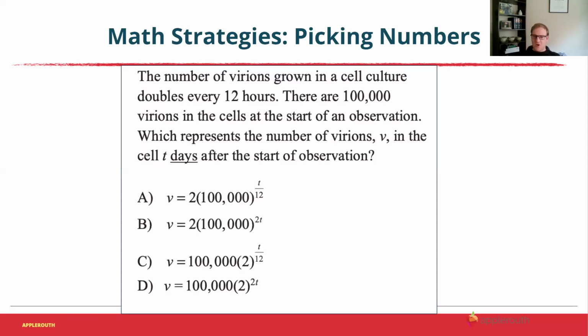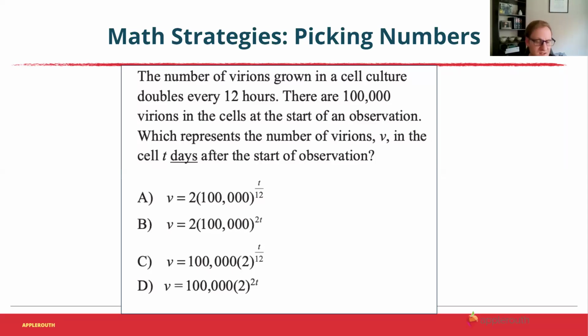Here it says every 12 hours, the number of virions doubles. So exponential modeling tells us if there's 100,000 to start, it's going to have to be C or D, not A or B. A or B starts with 2 and grows by a factor of 100,000 every however often. If I wanted to test C or D, I know that if it doubles every 12 hours, in one day, when T is 1, this doubling should happen twice. So if I plugged in 1, I want to know which of these would give me an exponent of 2. That is choice D, which says 100,000 is doubled twice per day, every 12 hours.